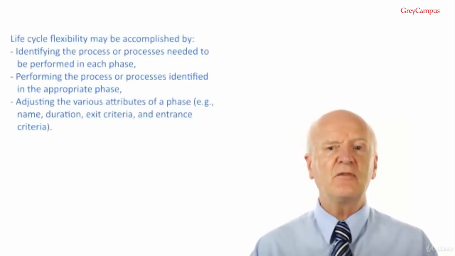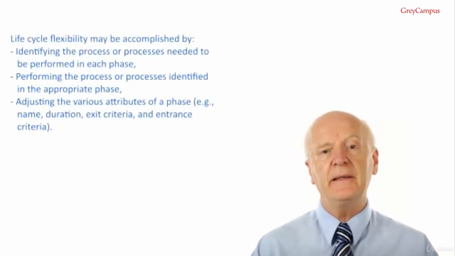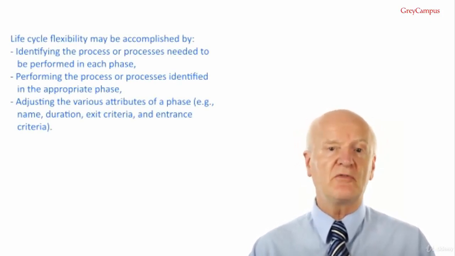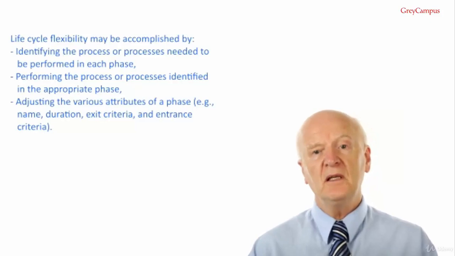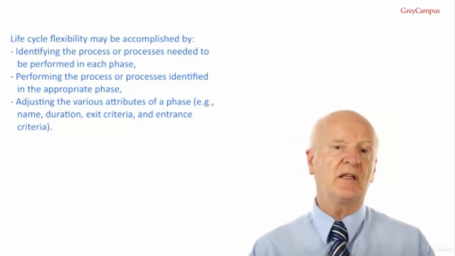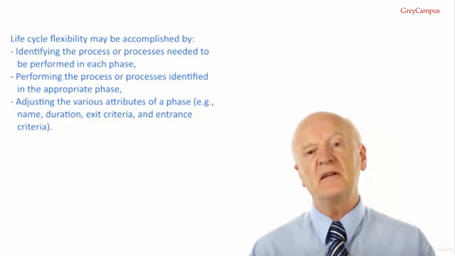The project life cycle needs to be flexible enough to deal with the variety of factors included in the project. Life cycle flexibility may be accomplished by identifying the process or processes needed to be performed at each phase, performing the process or processes identified in the appropriate phase, adjusting the various attributes of a phase, for example name, duration, exit criteria and entrance criteria.